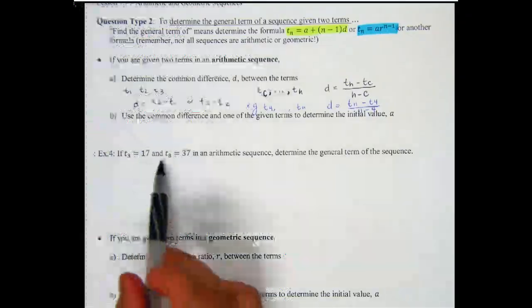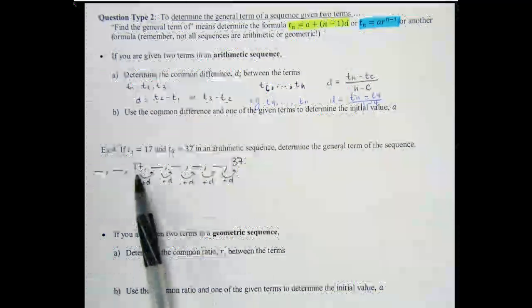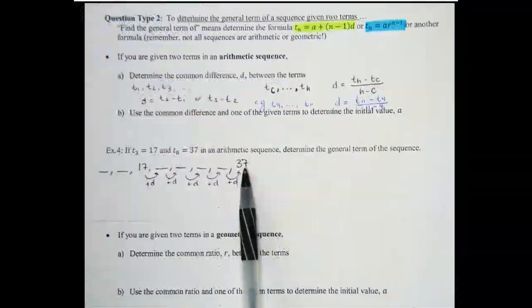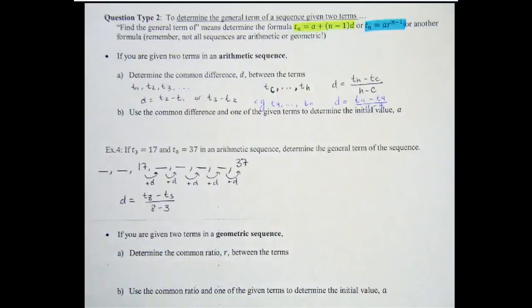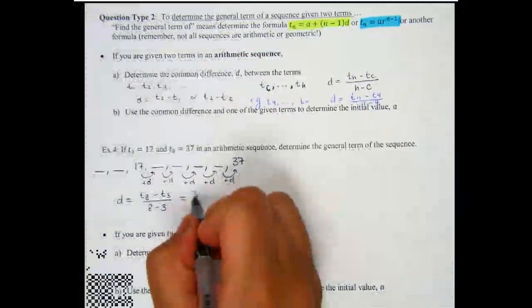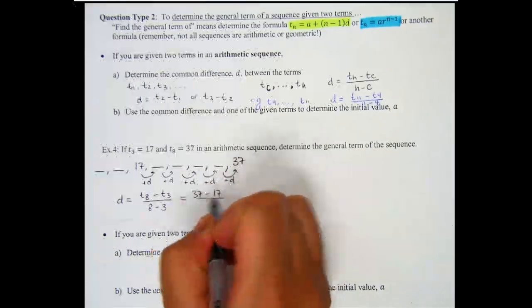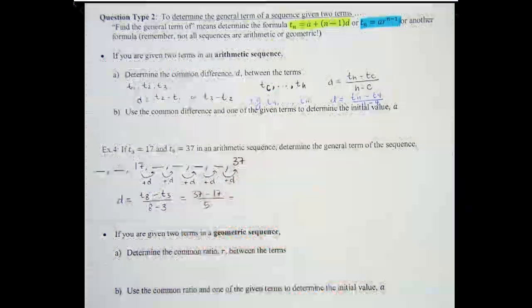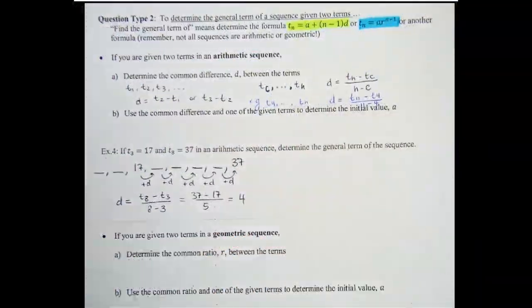Given the 3rd term as 17 and the 8th term as 37. This means that the 3rd term being 17 and then the 8th term being 37, there are 1, 2, 3, 4, 5 skips in between those terms. So you've added d 5 times. So take t8, subtract t3, divide by 8 minus 3, or 5 skips. So 37 minus 17 divided by 5. That gives us 20 over 5, which is 4.